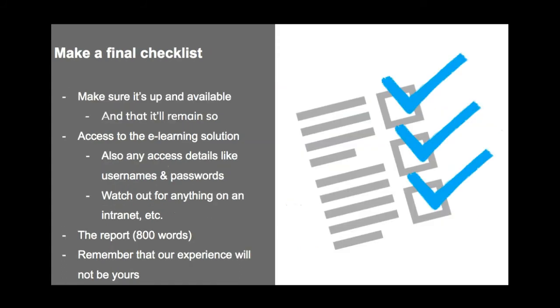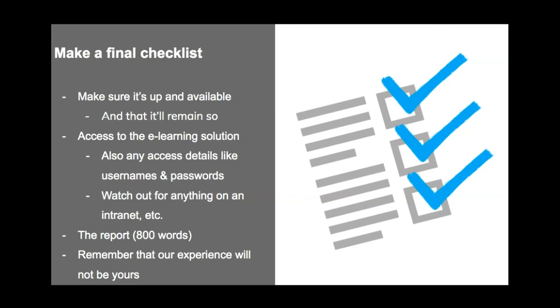And if you get a chance, just on a piece of paper or even on a post-it note, try and make a final checklist for yourself. So, critical elements: is it up? Is it available to Shane and Brian and myself? Also, it's important to make sure that it will remain available over the next couple of weeks, so that we'll definitely be able to get access to it to give you marks. Have I given people the access details needed, like usernames and passwords? Have I remembered to include the report?